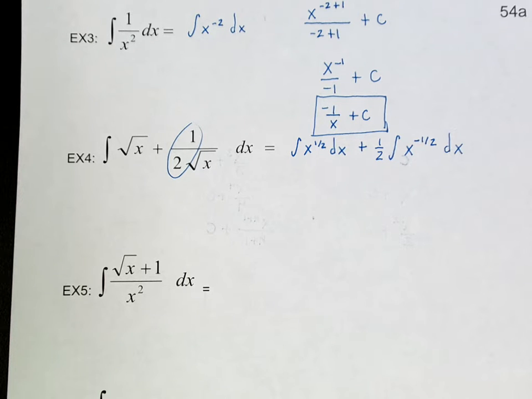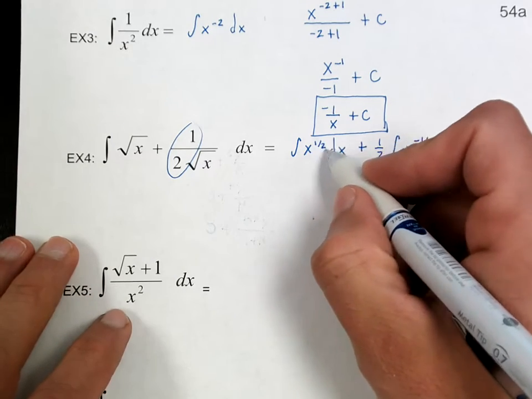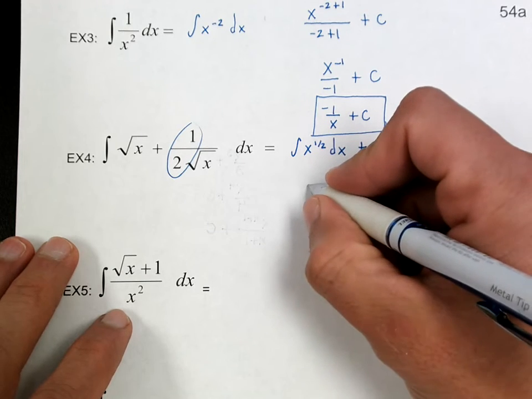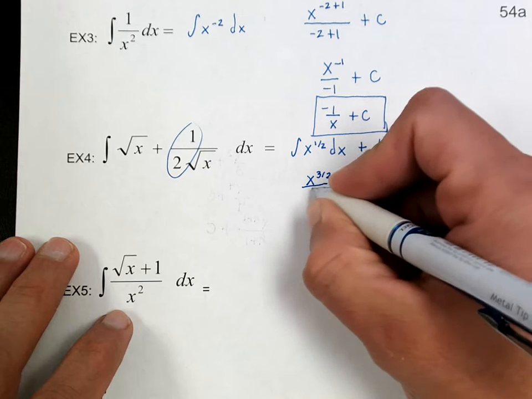Alright, so now once you have done that, which hopefully is the hard part, then all you do is the same process as what I did on example 3. You add 1 to the power. If I add 1 to this, 1/2 plus 1 is 3/2. So I have x to the 3/2, and I'm going to divide by 3/2.